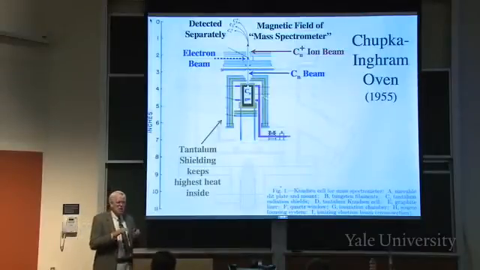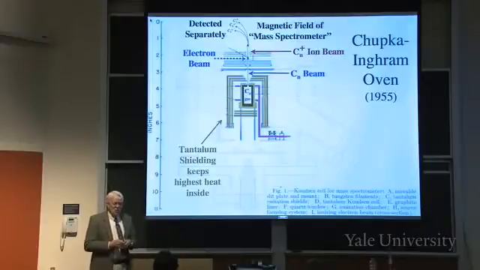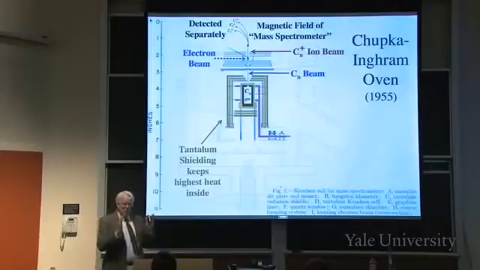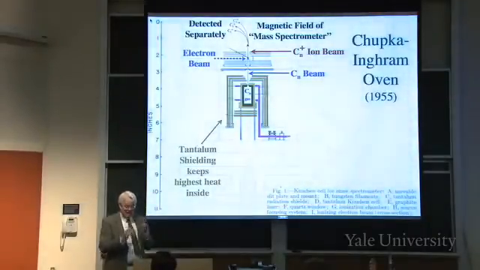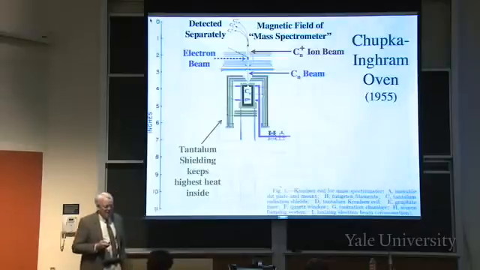Now, you have to put shielding around this stuff so it doesn't melt everything. So you use tantalum, which is high melting, and a series of cans inside a can, like Russian dolls, right? So the innermost one is very, very hot, then a little less hot, a little less hot. Okay, so you shield it.